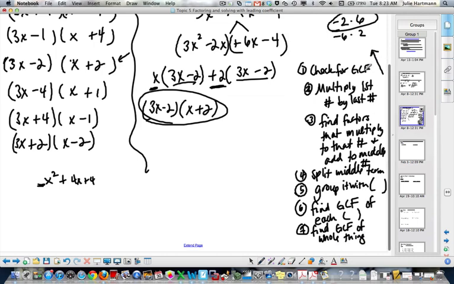Okay, so first thing is you check for your greatest common factor, multiply your first term by your last, find the factors that multiply to that number and add to the middle number, split the middle term, that's where we did this, you split that middle term with those factors, group them with parentheses, find the greatest common factor of each parentheses, and then the greatest common factor of the whole thing. Alright. So that should be it.